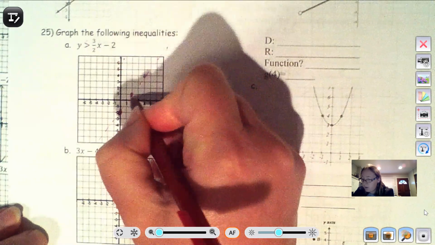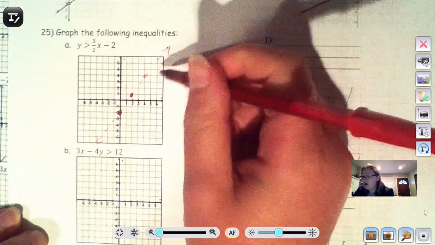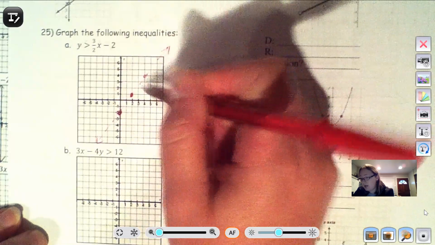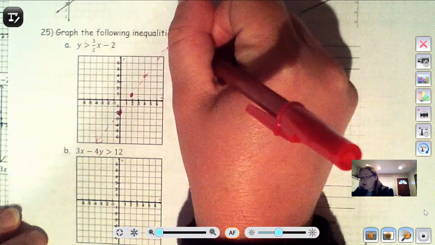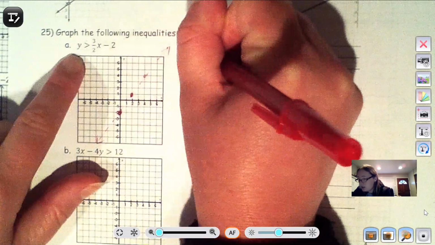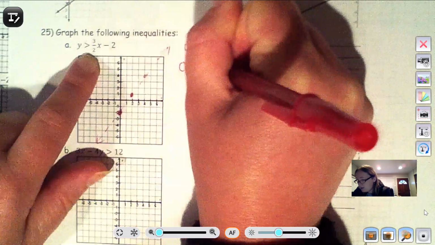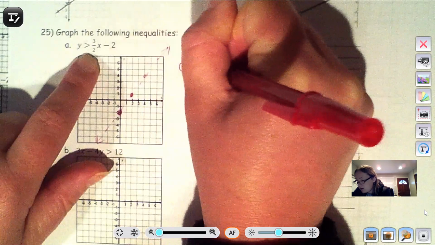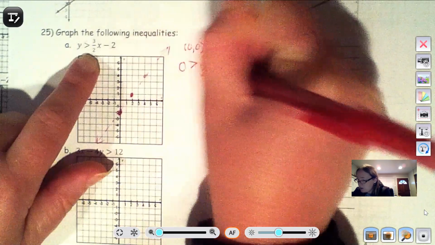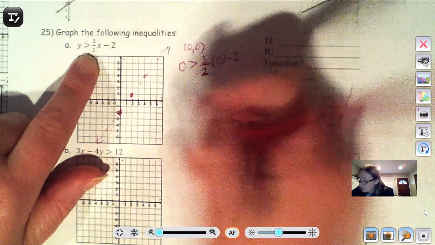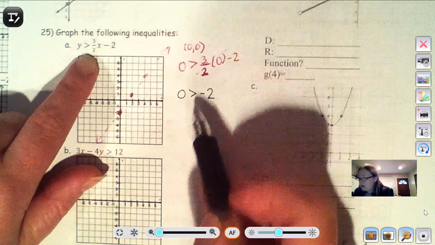And again, you only do 2 points, pick the dashed line, and then you're going to toggle to whichever side you want to have shaded. And so the way you determine that is by testing a point, such as 0, 0. So if I test 0, 0, I'd have 0 greater than 3/2 times 0 minus 2. Anything times 0 is 0. So I get 0 greater than -2. Is 0 greater than -2?